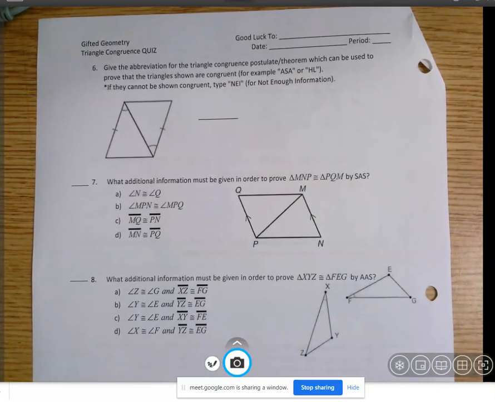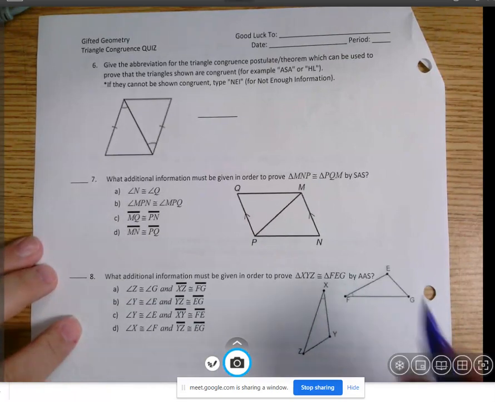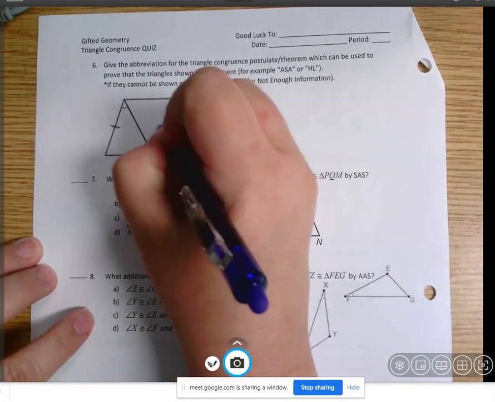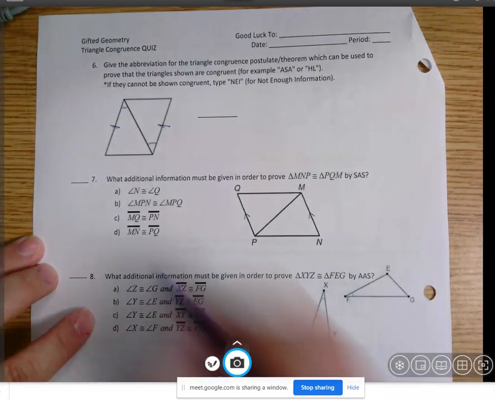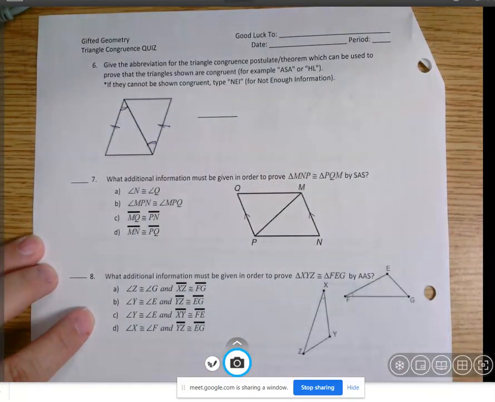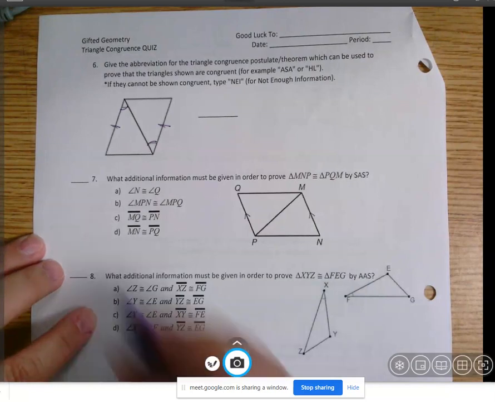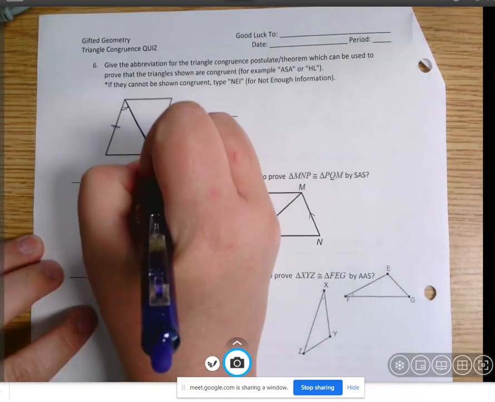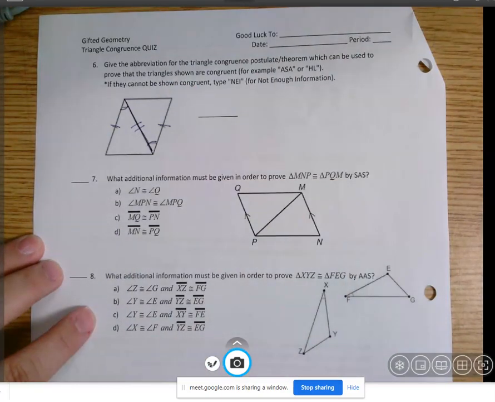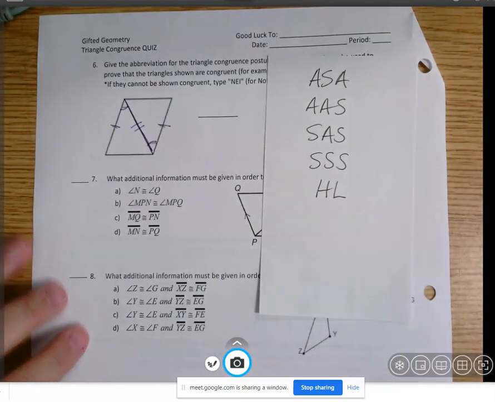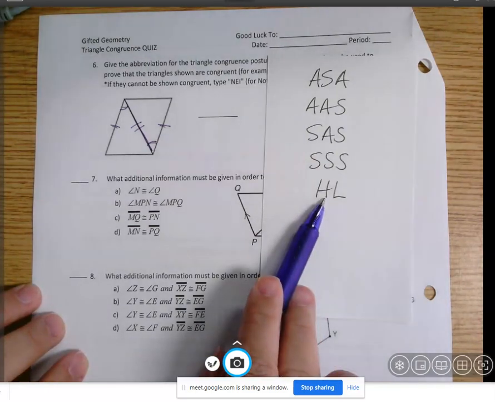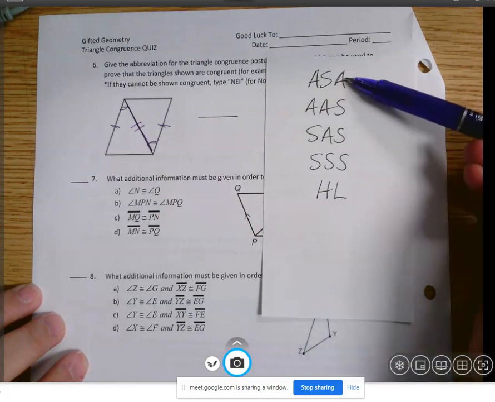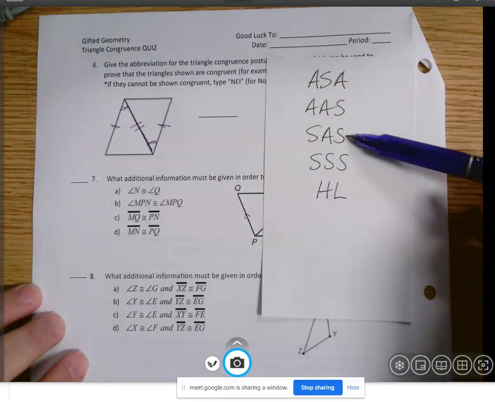Number 6, give the abbreviation for the triangle congruence. Got it. Okay. So I have a pair of sides. I have a pair of angles. Then I also have a side that's in both triangles. That's the same segment. So that counts. So I have 2 S's and an A. There's not any right triangles, so it's not that. This is 2 A's, 1 S, 2 A's, 1 S. Here's 2 S's and an A.